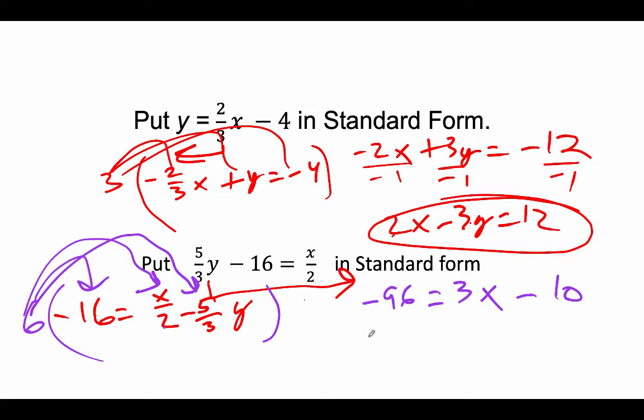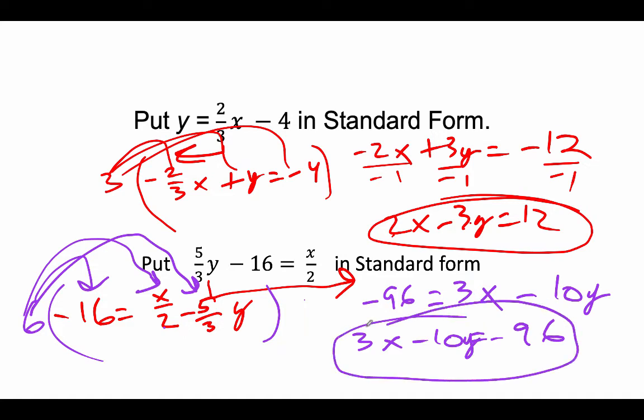Now, I would rewrite this. Equality means we can just write 3x minus 10y equals negative 96. Oh, 10y, excuse me. 3x minus 10y. And there you have it. Standard form. Positive integer, integer, integer. Greatest common factor is 1. They can't be divided by a number greater than 1.